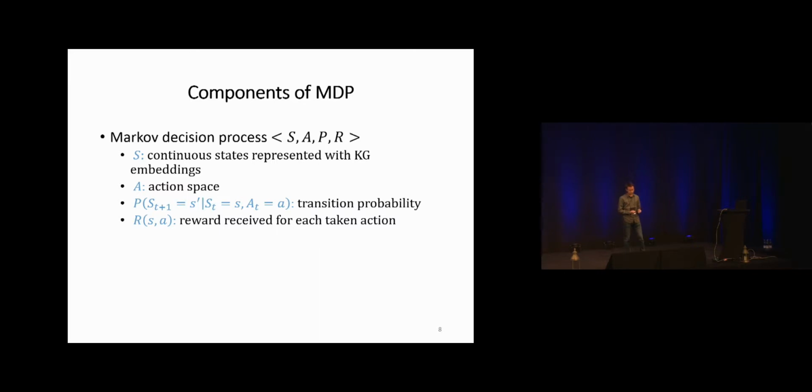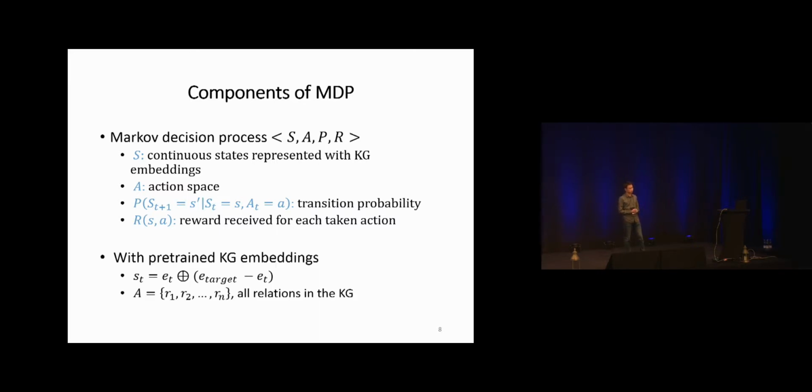So to be more specific about the states and actions, our state is a concatenation of the current entity embedding and the distance between the target and current entity. And we use all the unique relation types in the knowledge graph as our action space.